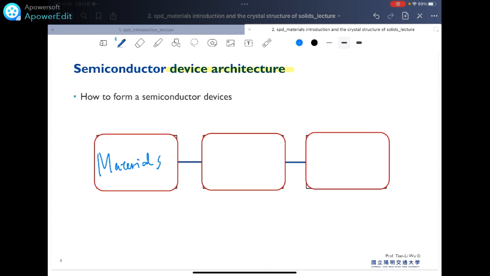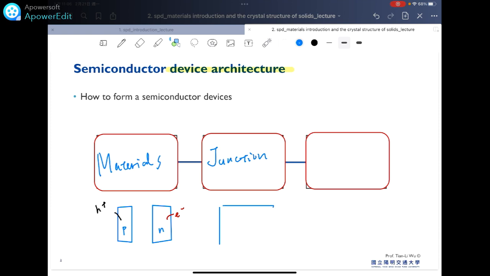For example, probably you already know that if we dope something, we can have the device materials showing as P-type semiconductor material or N-type material. The major difference is that the N-type material is a material full of electrons here, and the P-type is a material full of holes here. So that's a semiconductor material. And then the next level is about the junction. Once we put these two semiconductor materials together, there will be a junction formation.